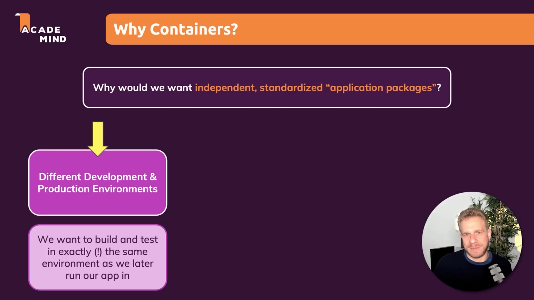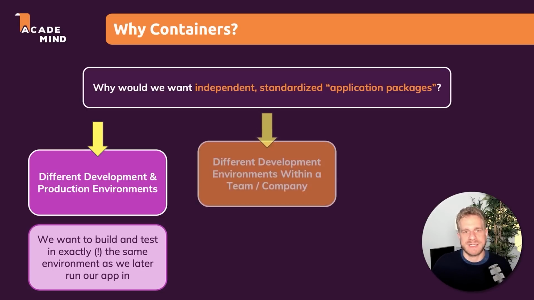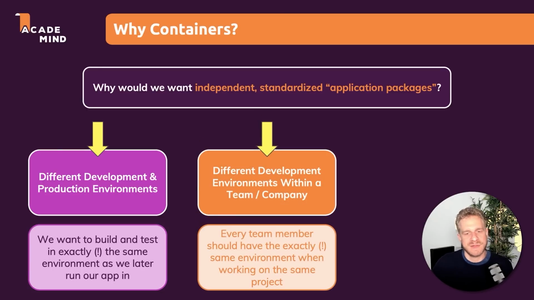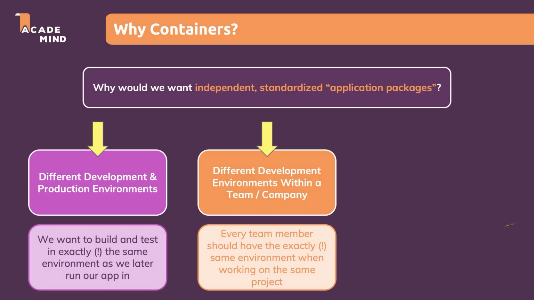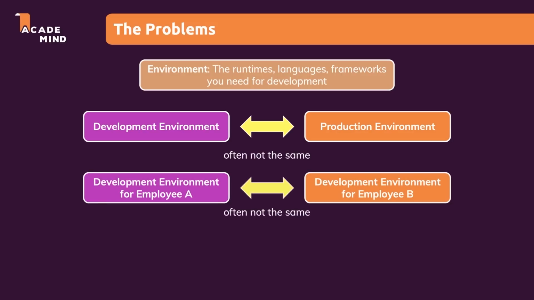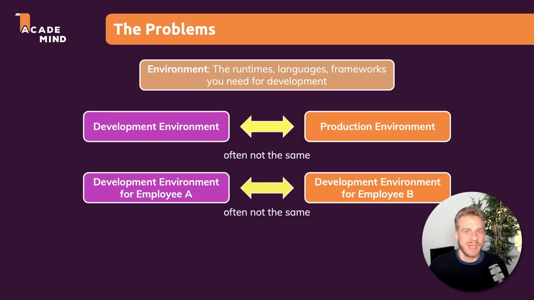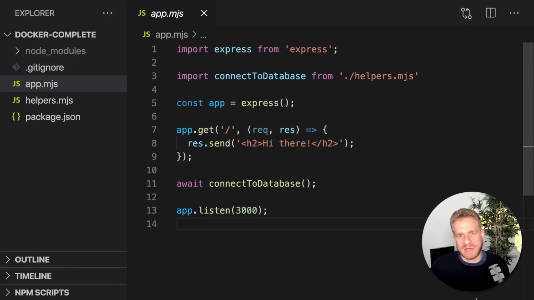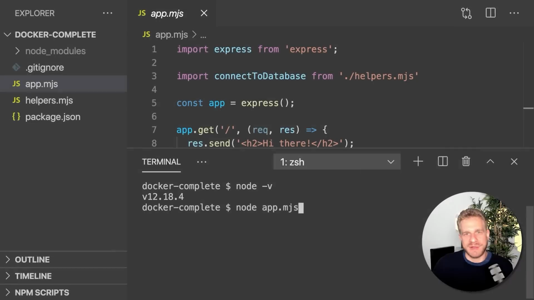So that's one example. Kind of related to that would be another example: different development environments within a team or company. Let's say we're in a big team. I'm working there and you are working there. And now we're working on the same project. For example, that same Node.js application again. Now, because you haven't worked with Node for some time, or because you didn't need to update, you still have an older version of Node.js installed on your system. And I have the latest version. So I wrote this code with top-level await, and when I share the code with you, it doesn't work for you.